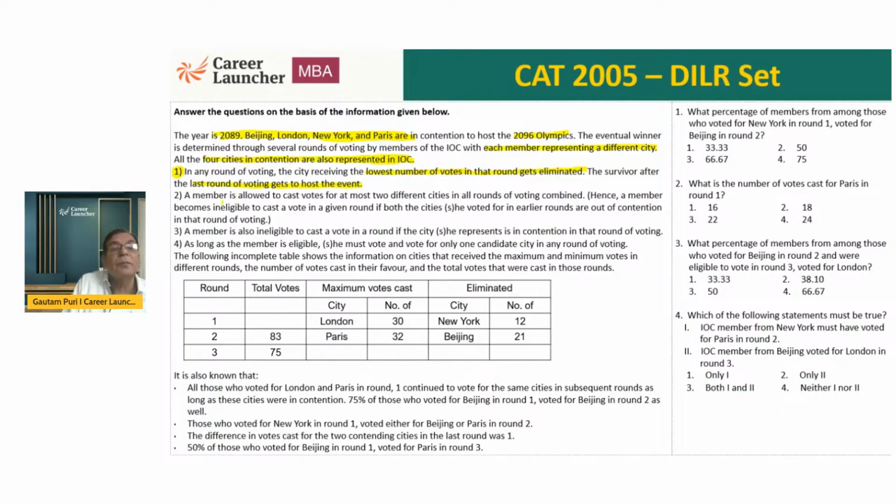Statement 2. A member is allowed to cast votes for at most 2 different cities. You can vote for a maximum of 2 different cities in all rounds of voting combined. So it is perfectly fine to vote for one city in a particular round and change your preference and vote for another city in some other round. Okay. But you can vote for a maximum of 2 different cities in this way.